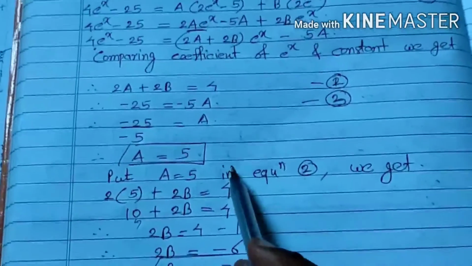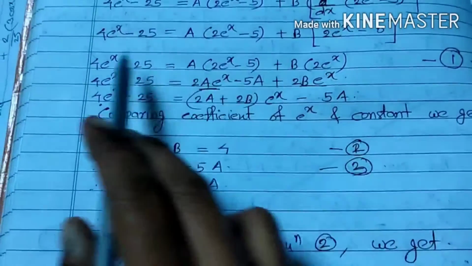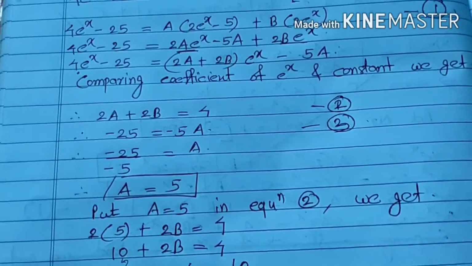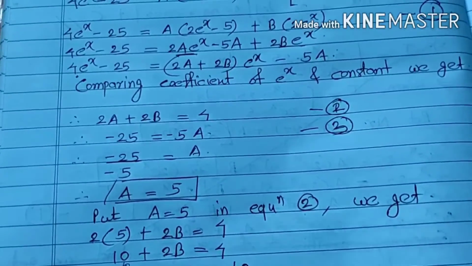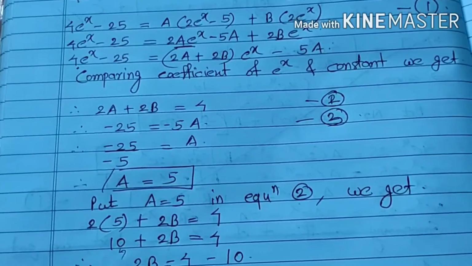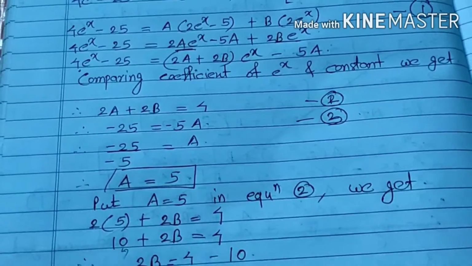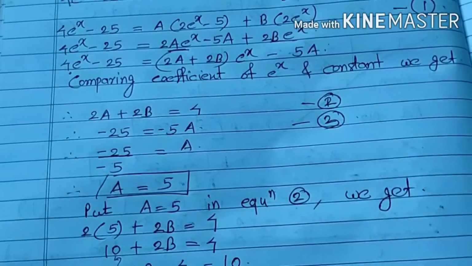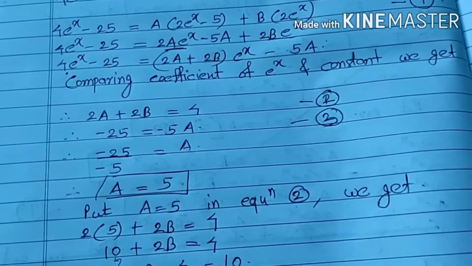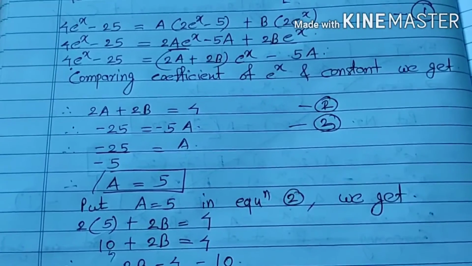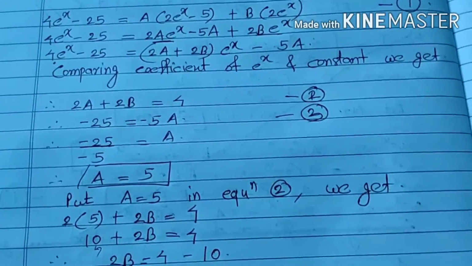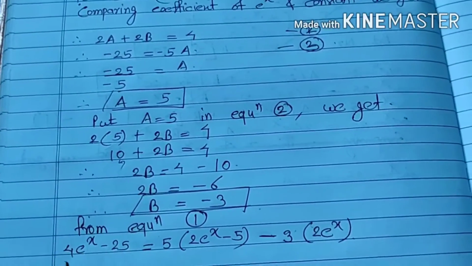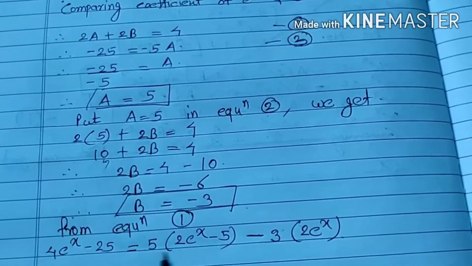Now put the value of a and b in equation first. So we get from equation first, 4e raised to x minus 25 is equal to a, and the value of a is 5 into 2e raised to x minus 5, minus the value of b, that is minus 3 into 2e raised to x. Now student, you can observe this is the numerator. So the value of numerator is this.